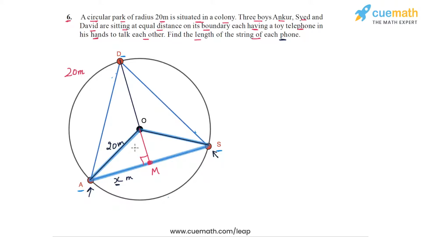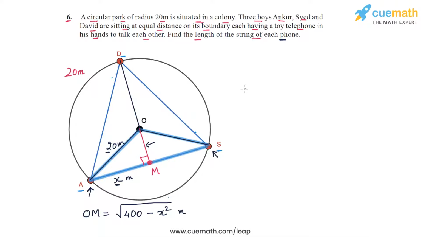So the length of OM can be written using the Pythagoras theorem. OM will be equal to root of 20 square minus x square using the Pythagoras theorem. So OM will be root of 400 minus x square, these many meters. So this is the length of OM.